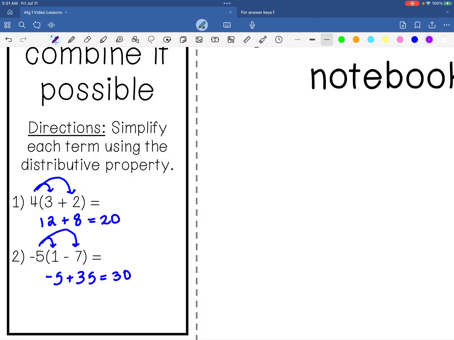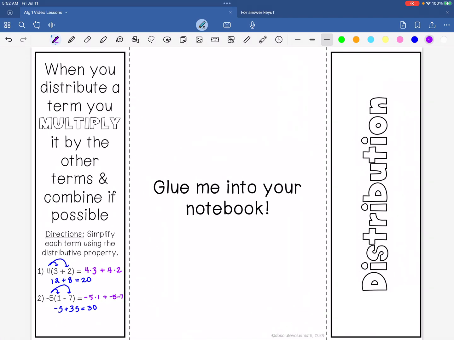So let's just look at what those looked like, right? Basically what we did is we did 4 times 3 plus 4 times 2. That's the distributive property. Here we did negative 5 times 1 plus negative 5 times negative 7. And then we combined those. Okay, so that's what the distributive property tells us to do.